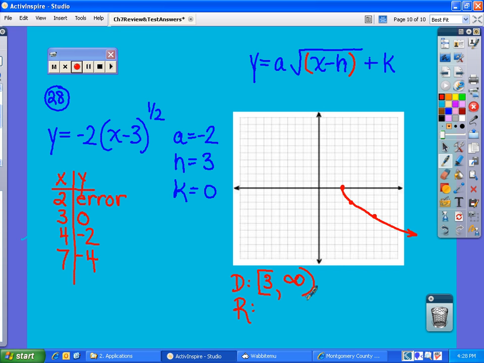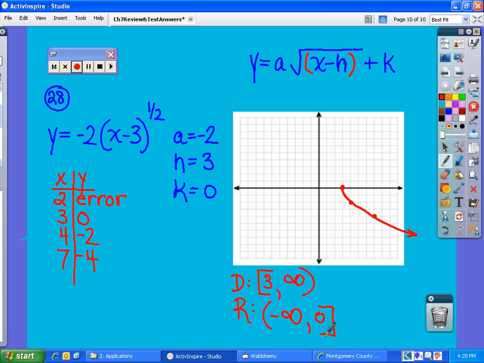Our range would be our lowest value up to our highest value. In this case, because it's going forever downward, our lowest value is -infinity, and our highest value is 0. It is closed at 0.